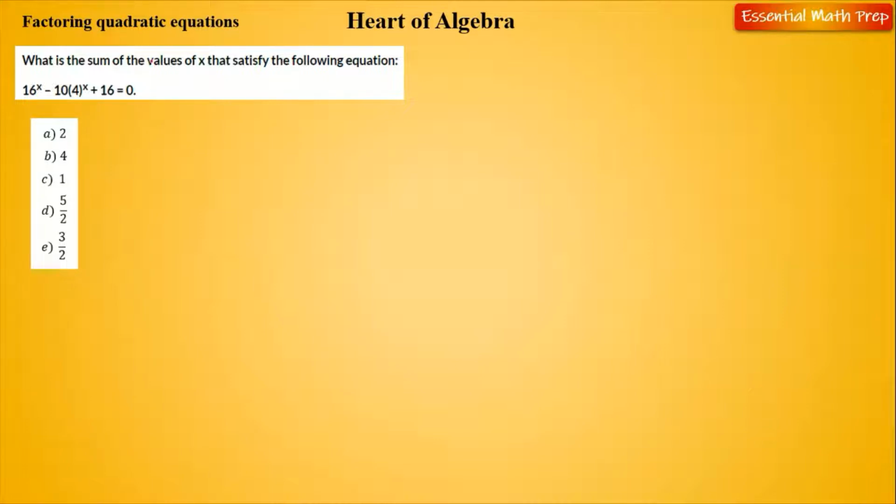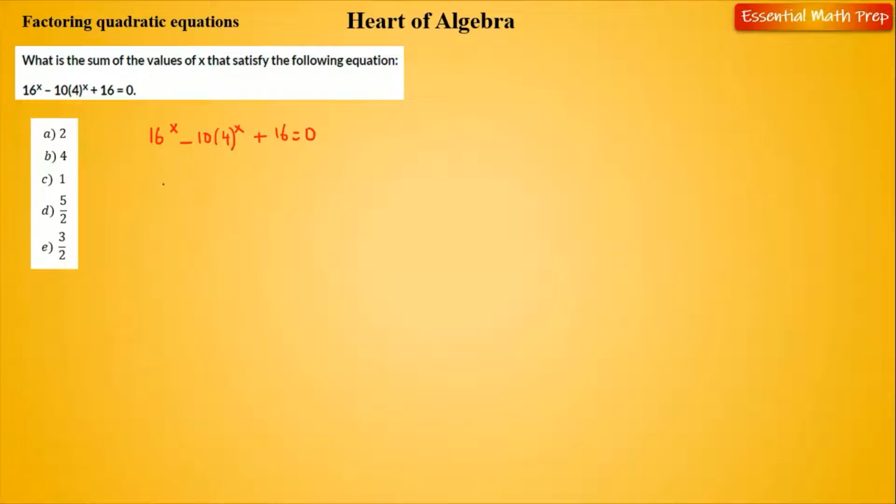The question asks: what is the sum of the values of x that satisfy the following equation, which means you need to figure out two values of x. When you add them, you get a value, and that value is the final answer for the problem. So we have 16 raised to the power x minus 10 multiplied by 4 raised to the power x plus 16 equals 0.